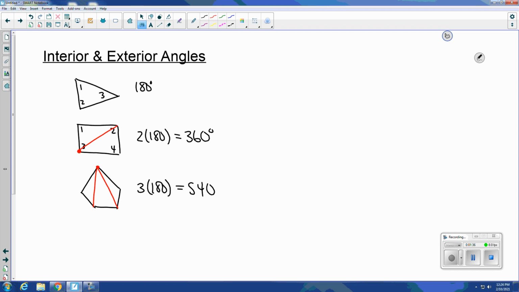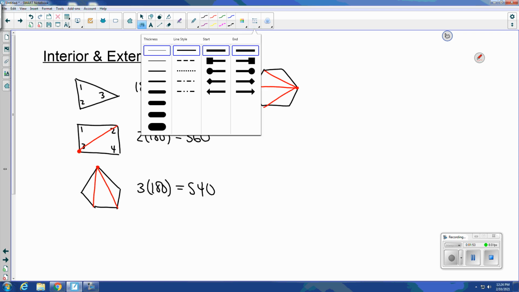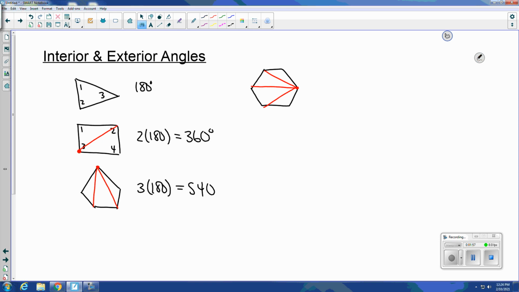We'll do one more. Let's say we take the hexagon, pick any vertex we want, draw all possible diagonals. We'll see the hexagon can get divided into 4 triangles, each with an interior angle measure of 180 degrees in summation. So in total, 4 times the 180 degrees is equal to 720. So all hexagons have an interior angle sum of 720 degrees.